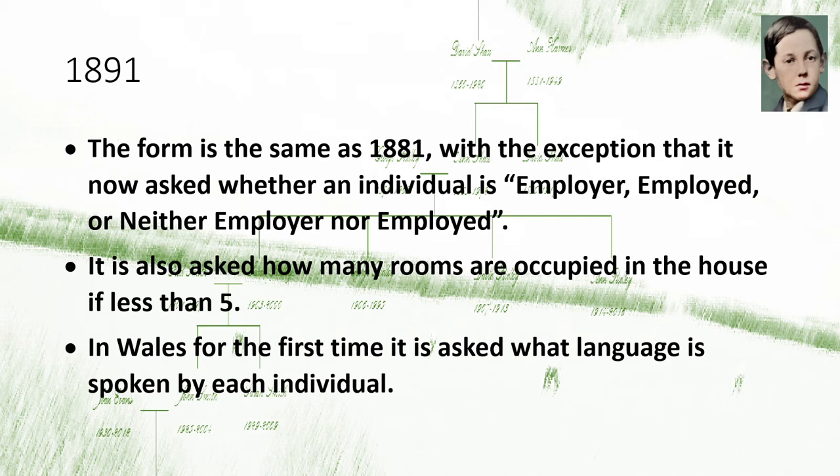It also asks you at this point how many rooms are occupied in the house if less than 5. So that's a really interesting social question about the kind of conditions that your ancestors were living in. And in Wales for the first time we start to be asked what language the people living in that home are speaking.